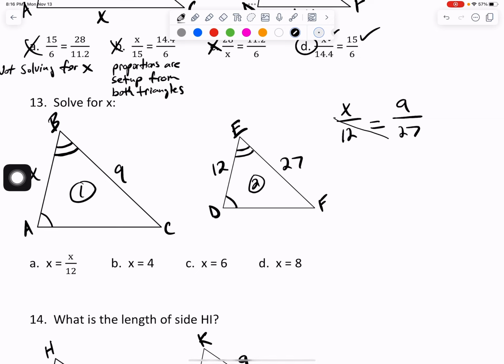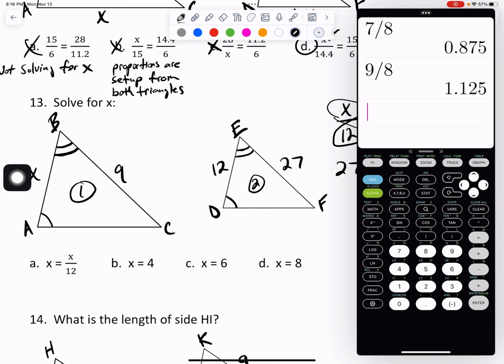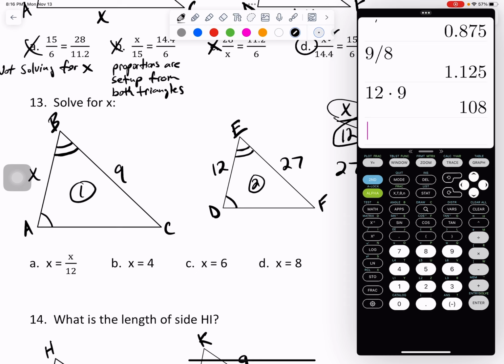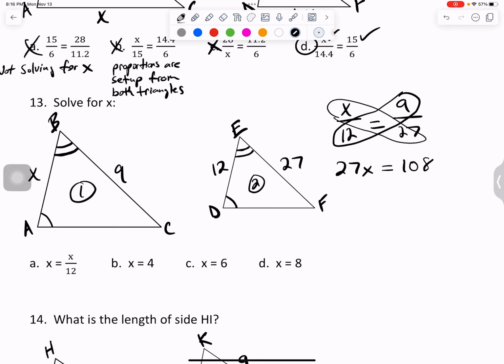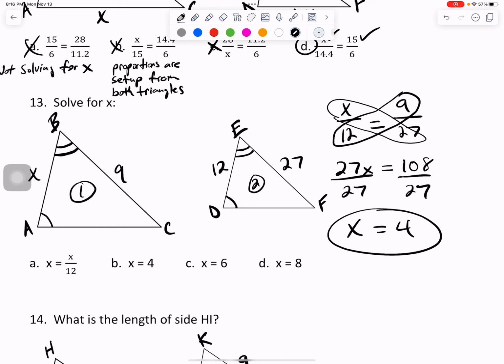From here we just simply cross multiply. 27 times x is 27x equals 12 times 9. Well, what's 12 times 9? Let's figure it out. 12 times 9 is 108. Divide each side by 27. Great job. X equals 4. Circle your answer.